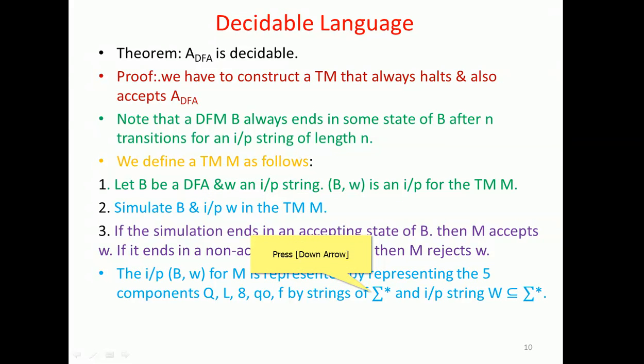So the input B comma W, where B is a machine that accepts the string W, for model M is represented by the five components: Q, sigma, delta, Q naught, and F, the final states, along with strings over sigma star, and the input string W belongs to sigma star. So that will be a representation of this decidable language.